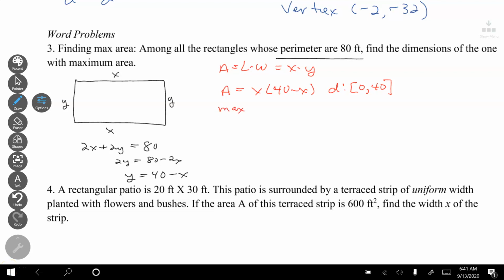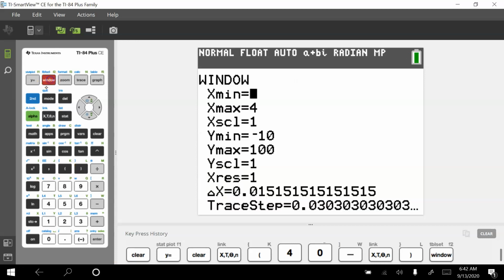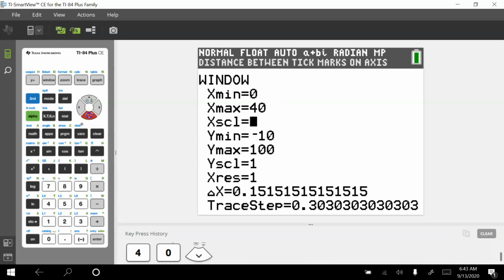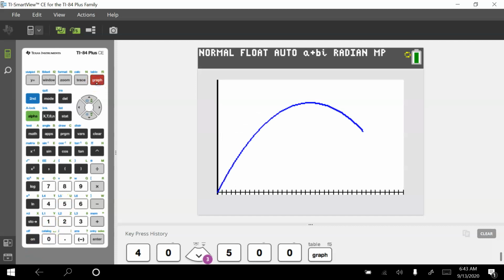I'm going to put this on the graphing calculator to try to find the max. So I've typed this into the graphing calculator, and now I'm going to set the window. I do not hit graph. I hit the window because I know I have to reset the domain. Well, that's 40 and negative 10 to 100. I don't know if that's going to be big enough. I'm going to set the max to 500. Now I'm going to hit graph.